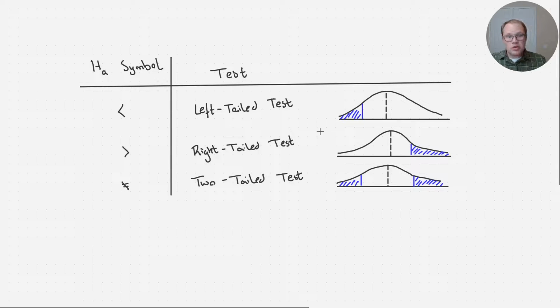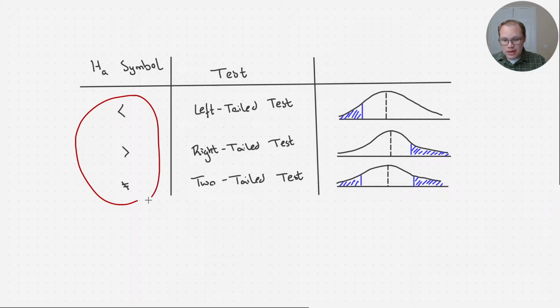Okay? So how we test our hypothesis depends a lot, and how we calculate the p-value depends a lot, on that alternative hypothesis symbol. It determines whether we do a left-tail test and we calculate the probability in the left tail, if we do a right-tail test and we calculate the probability in the right tail to be our p-value, or we do a two-tail test and we calculate a symmetric probability in both tails, and that's our p-value.